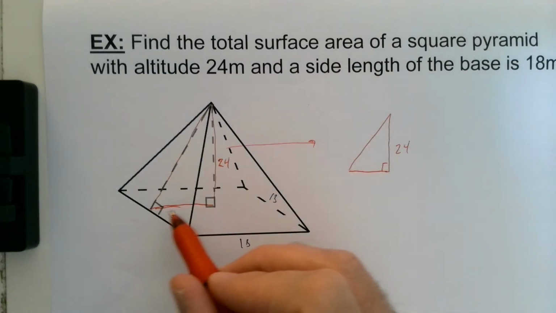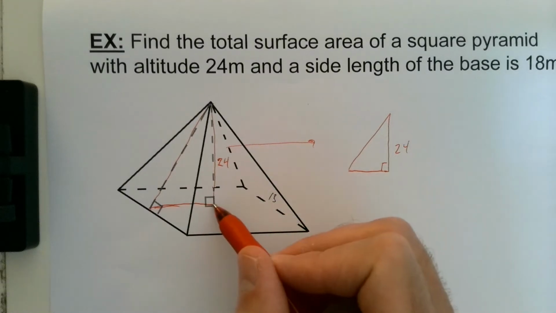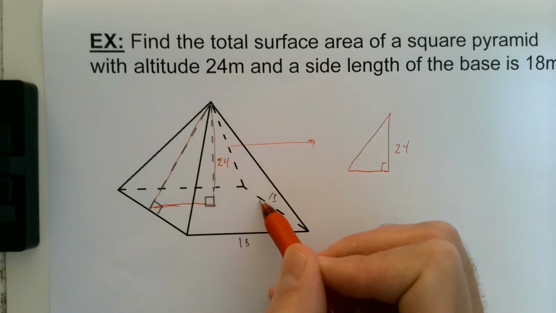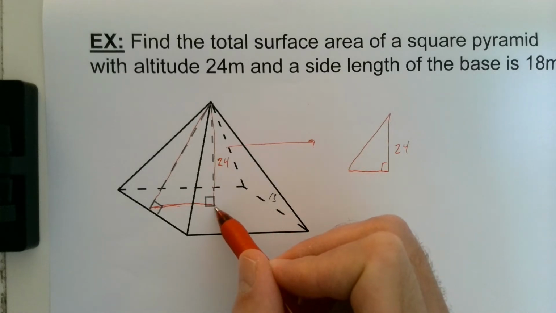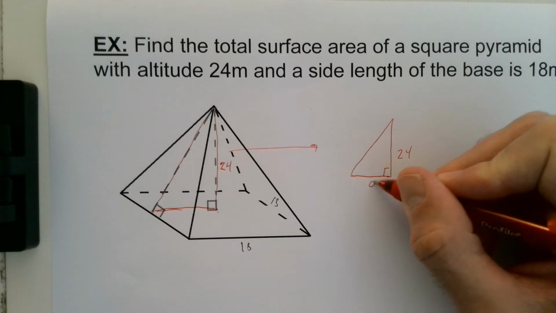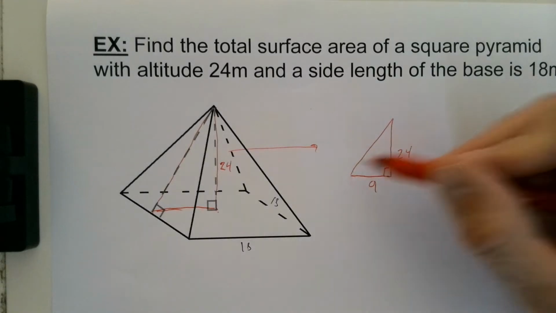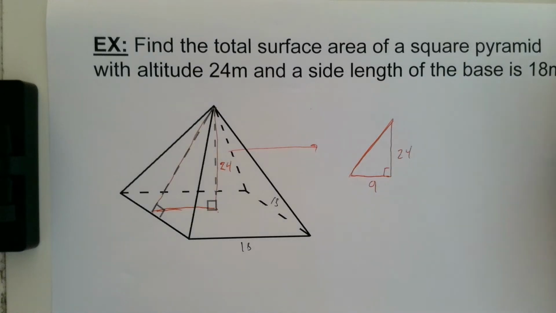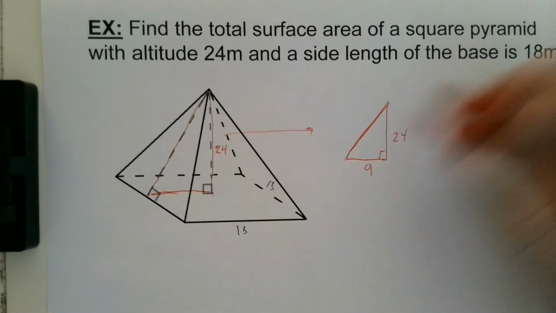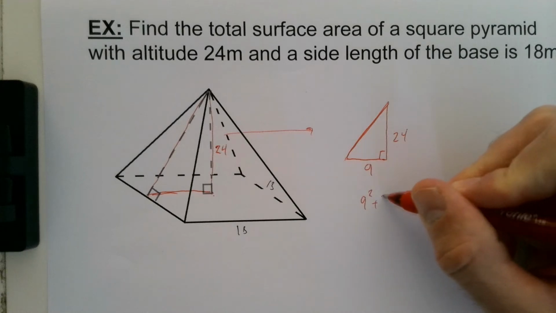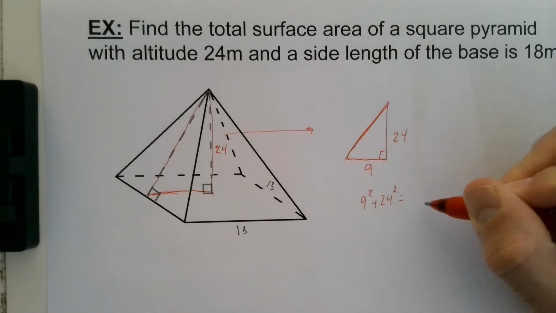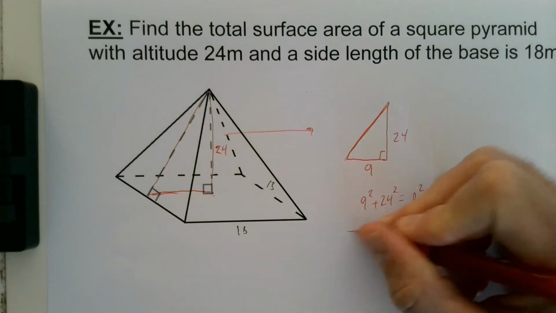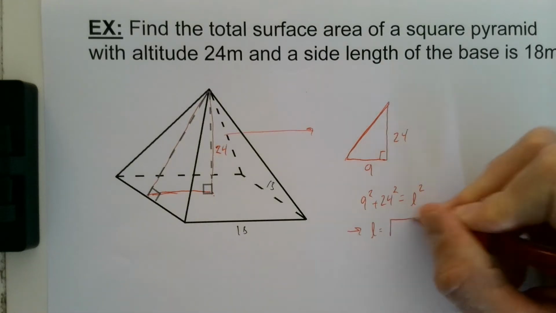Alright, if this is a square, and this should be dead center in my square, if the whole length is 18, that should be exactly half of that. So it's going to be 9. And then we need to figure out the hypotenuse there. Okay, so this is just Pythagorean theorem. 9 squared plus 24 squared equals L squared. So that slant height is going to be the square root of that.